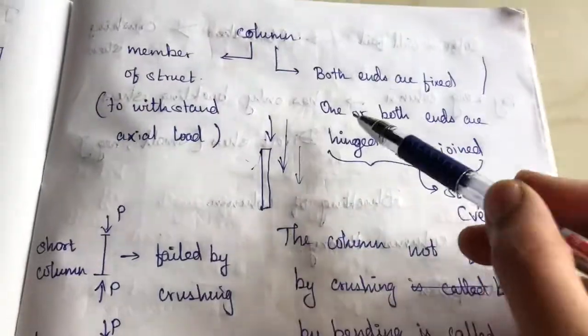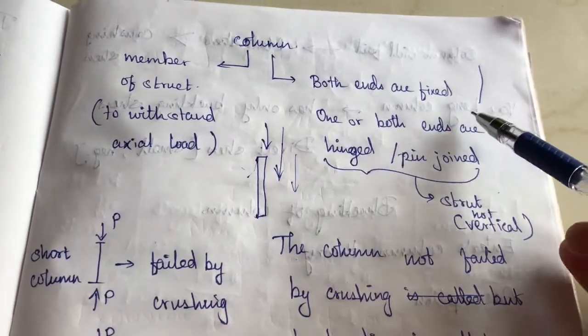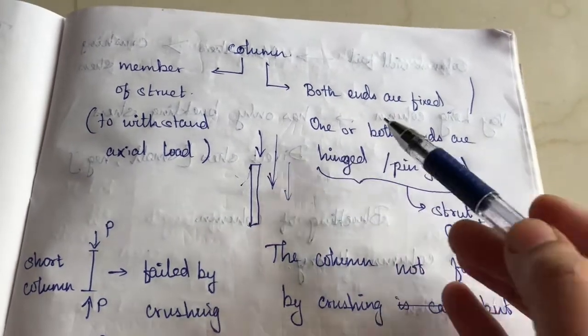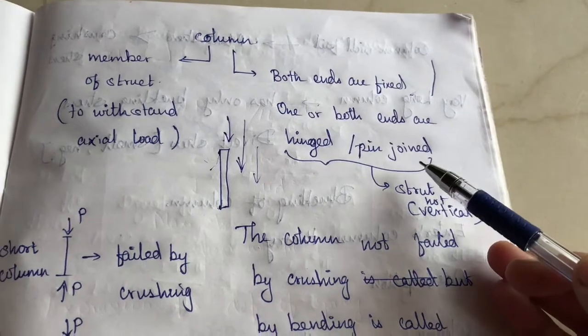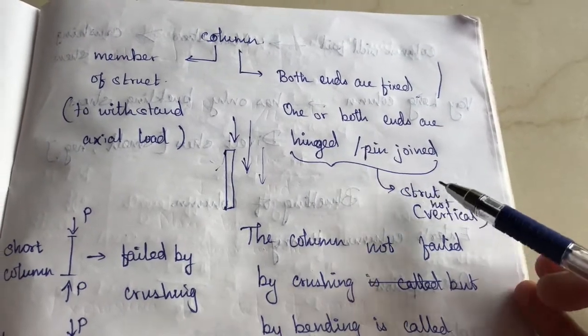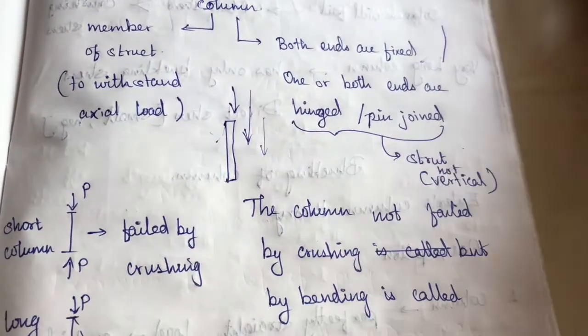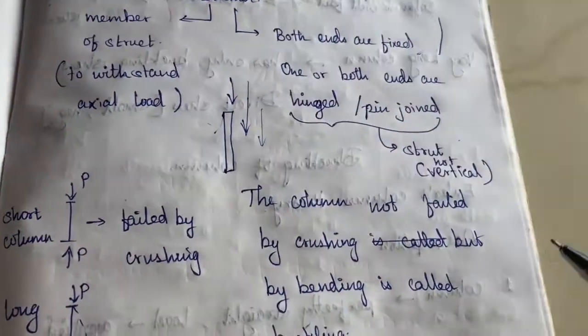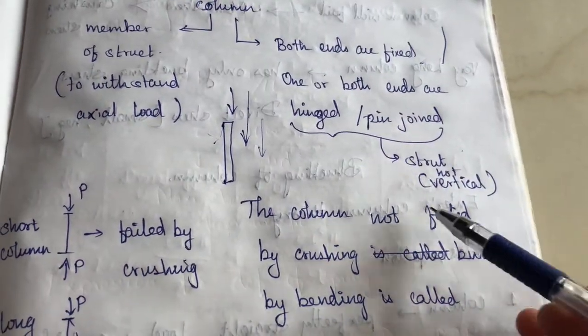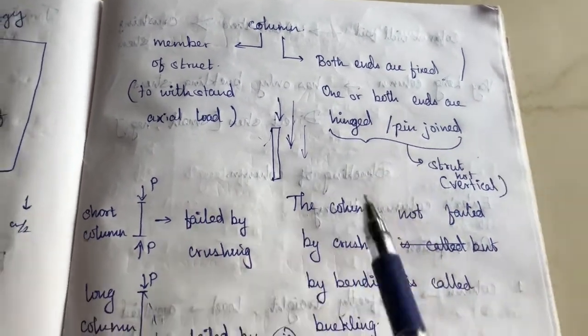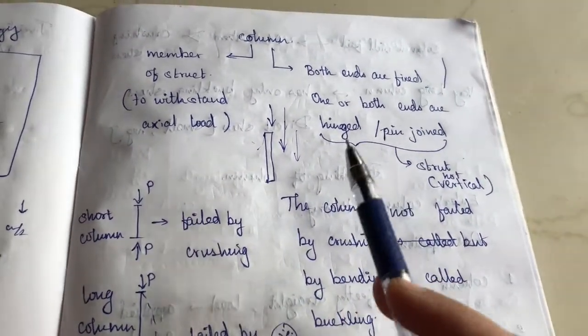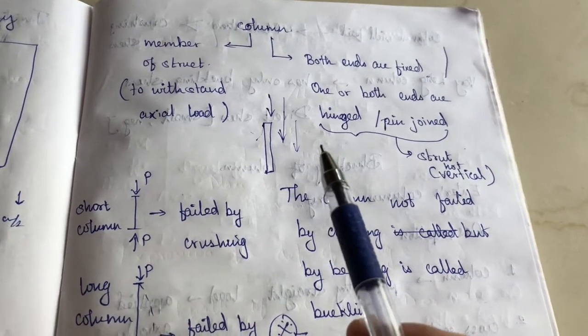So column means both ends are fixed. If one or both ends are hinged or pin joint, it is called a strut. So this one is called a strut and it is not at all a vertical one. So column and the strut, these two are mainly to withstand the axial loads.